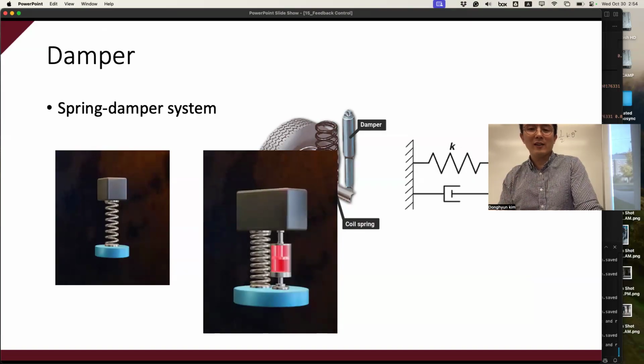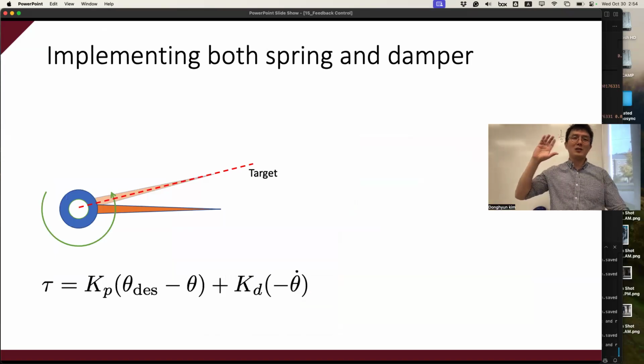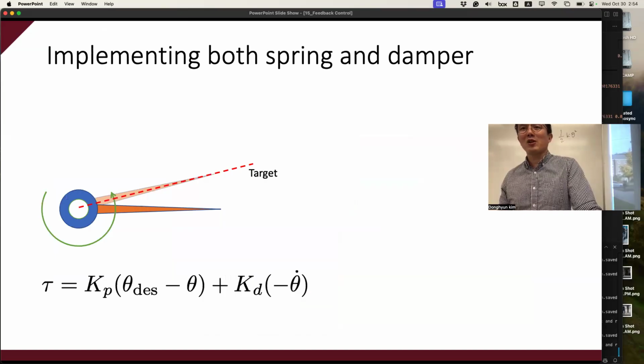So that's the damper. And we can see the spring damper system everywhere. The tire, your car has it, and every spring is actually a spring damper system. So that's the spring damper. This is exactly the same as the proportional and derivative feedback control idea. And here, this is the equation we can use to imitate the spring and damper behavior.